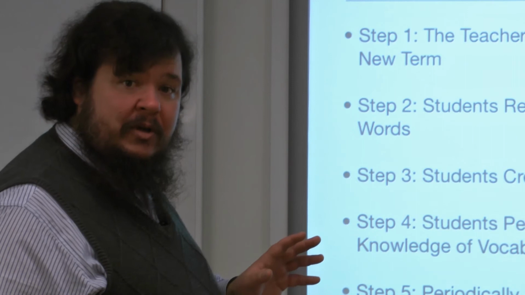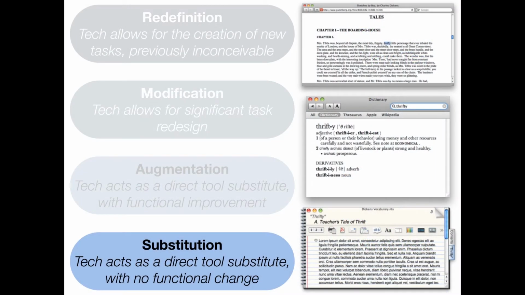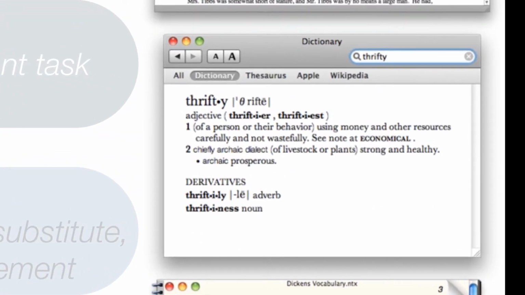Let's see if we can build a SAMR ladder that will both make this easier for us and also take it even a step further. Substitution level. We can get electronic texts, in many cases free or very cheaply online, and we make those available to students. In this case, I've chosen Charles Dickens because he's fairly international and fairly well known outside of England. And one of the key words in Dickens is thrifty.